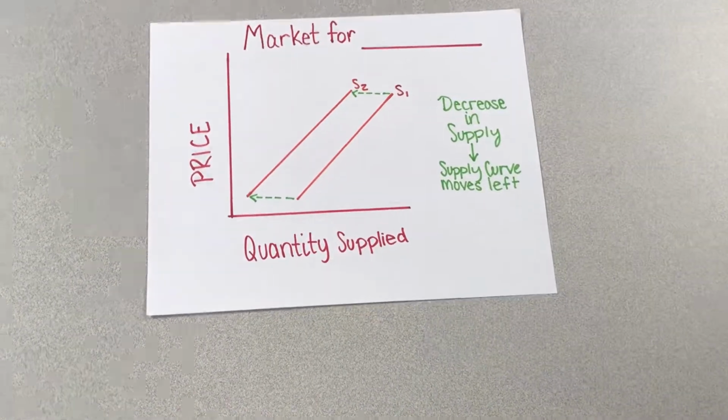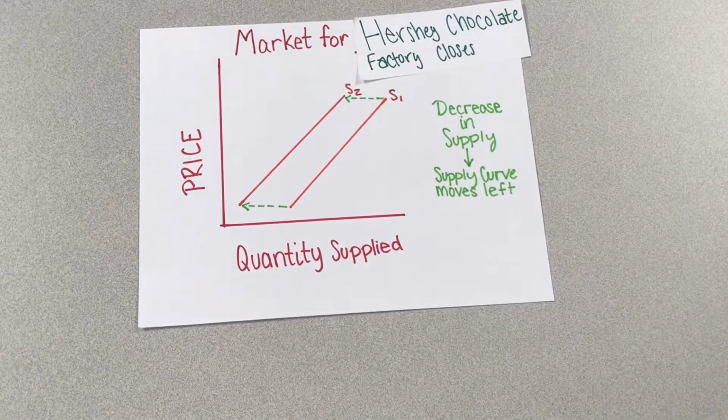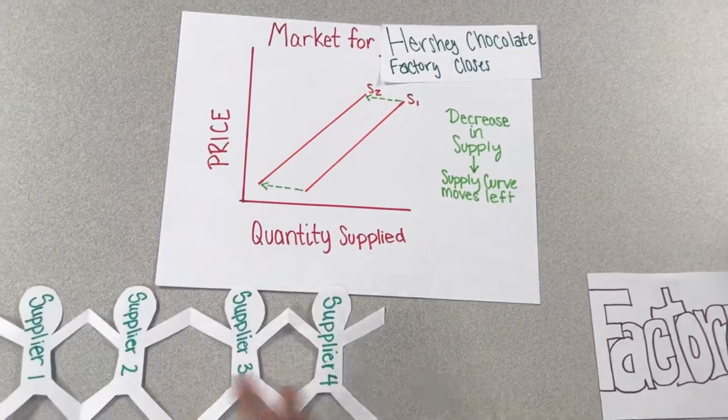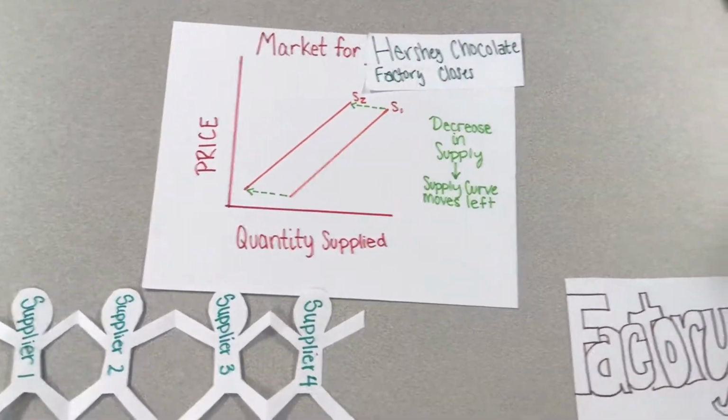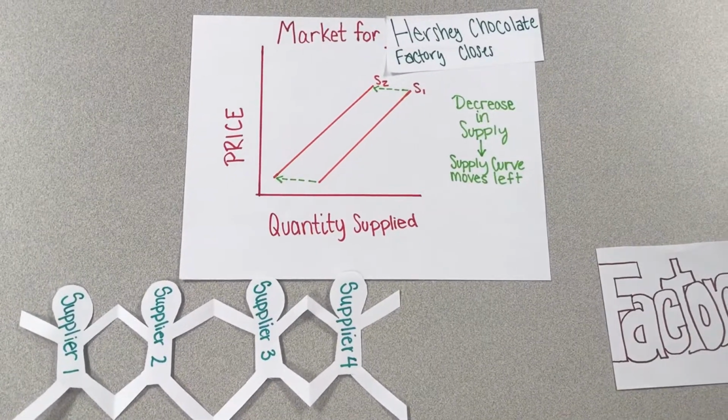Another non-price determinant that decreases supply is when sellers leave the market. If the number of people producing decreases, then there is less being produced, resulting in a lower amount. An example of this is when a company decides to close a factory like a Hershey chocolate factory. If there are fewer factories, then there is less chocolate released to the public.